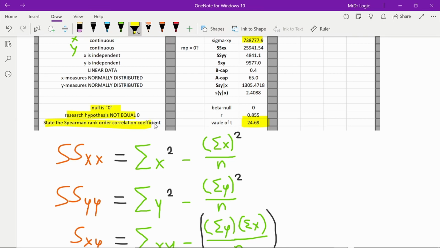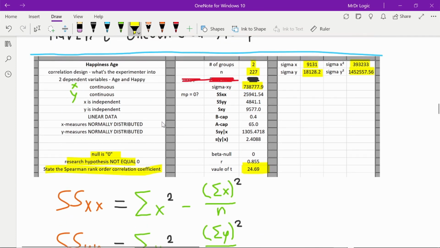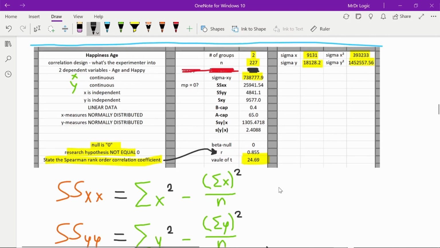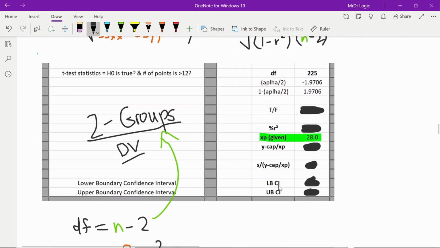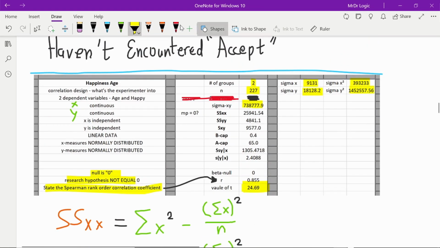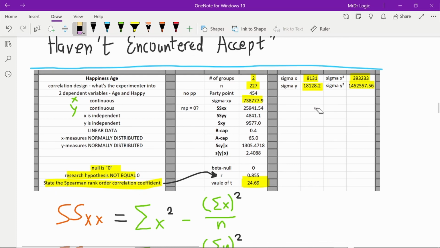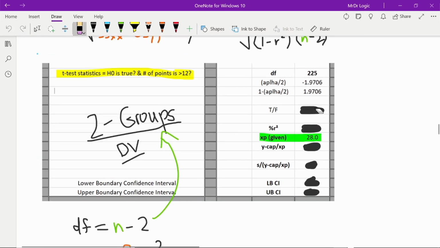And state the coefficient. I forget the coefficient, but this is the coefficient as previously established from the other questions above. And so, yeah, t-statistic is proven to be true. Again, points. I don't know what it means by points. I got cheeky and I just said those were PP points, alright? Those are party points. And party points is 454, way above 12, and that's why we're doing this.